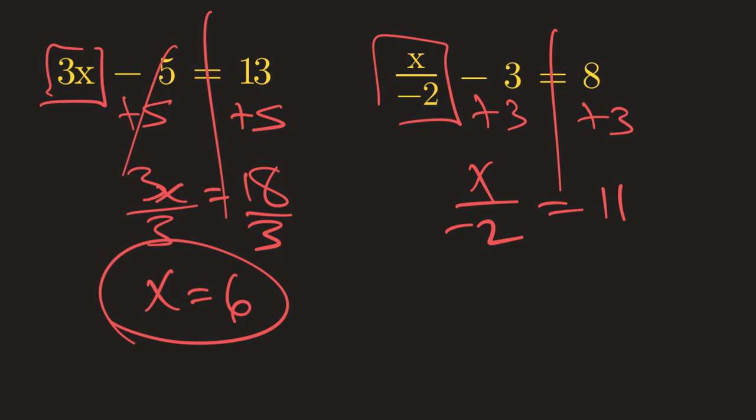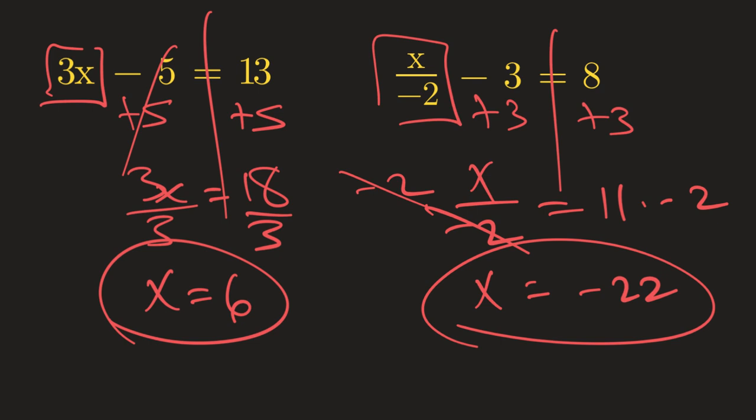How do we get rid of the negative 2? Multiplication, that's right. X is being divided by negative 2. Again, we're recognizing that. Let's do the opposite. Let's multiply both sides by negative 2. Negative times a negative is a positive. There's my positive 1x. 11 times negative 2 is negative 22.